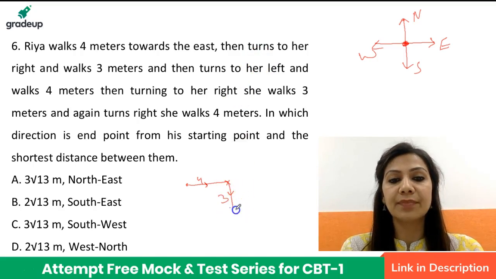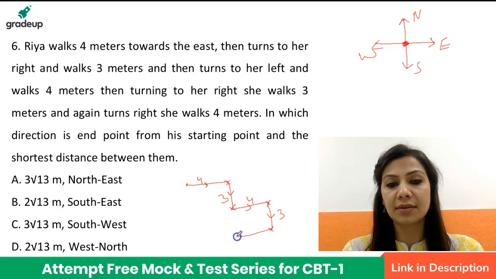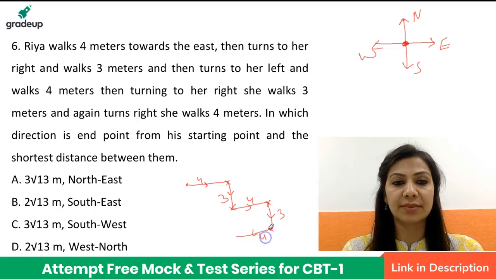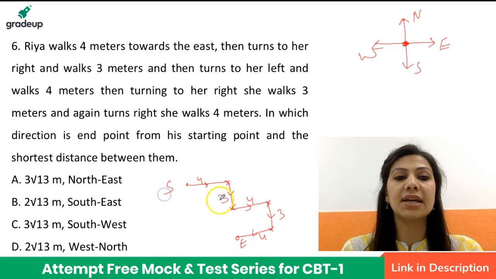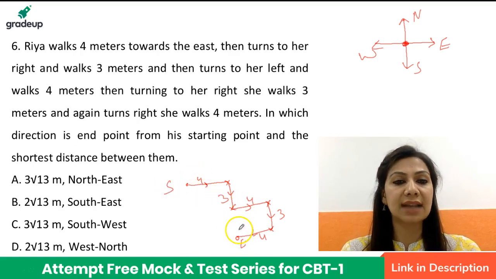Covers 3 meters. And then to her left, walks 4 meters, then turning to her right, again downward, walks 3 meters, and again turns to the right, covers 4 meters. In which direction is the end point? So this is the ending point and this is the starting point.